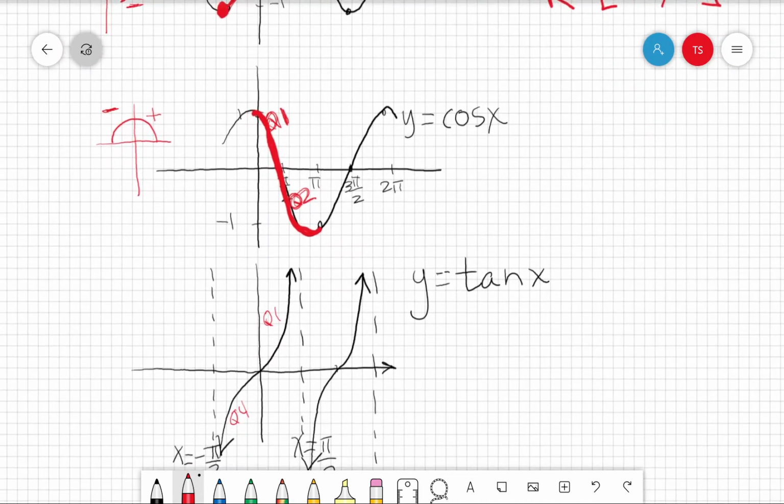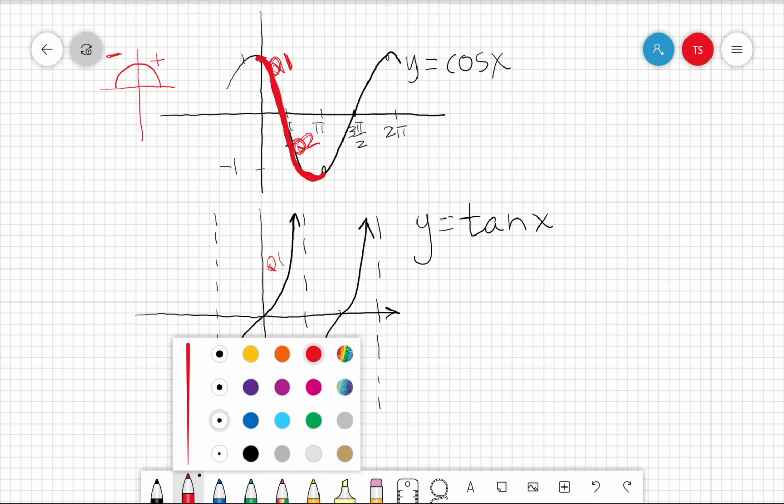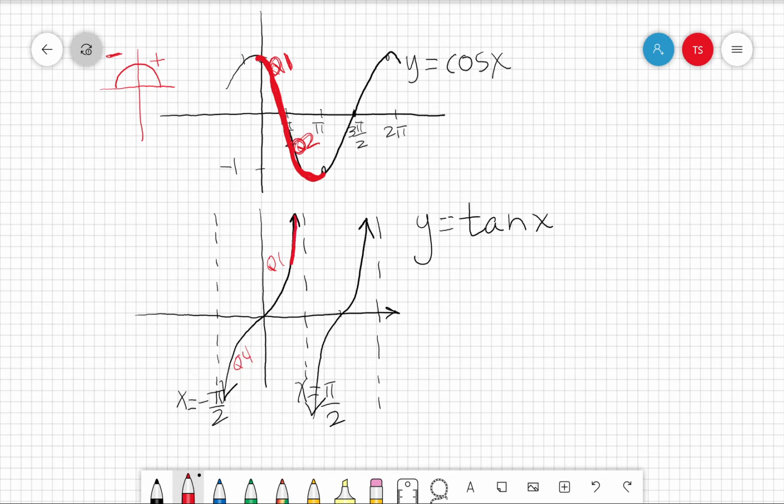And then for tangent, we have the graph of the tangent. We're going to limit our domain to one cycle of the tangent graph. And so that's going to be here from negative pi over 2 to pi over 2. So it's going to be the same as the sine, quadrant 4 for our negative tangent values, and quadrant 1 for our positive tangent values. So these are our negative values, these are our positive values.